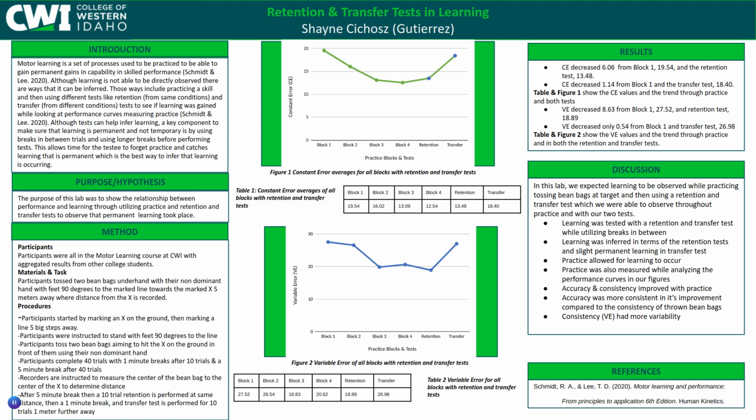of the learning to be inferred, which usually happens with the retention test because it's under the same condition that you practiced in. Overall, we did see and can infer learning happened by using retention and transfer tests and by using performance curves while measuring practice.